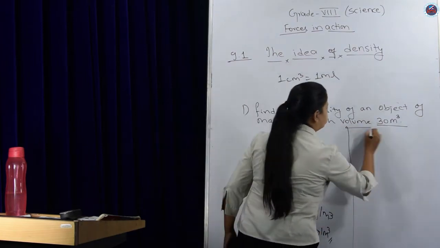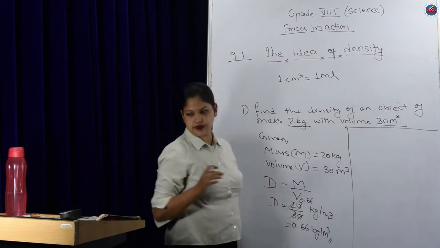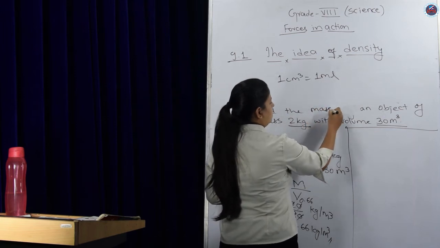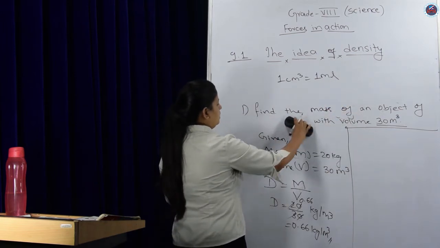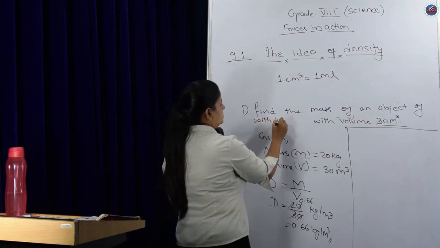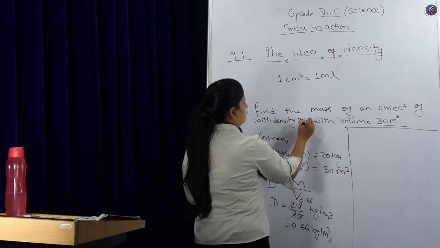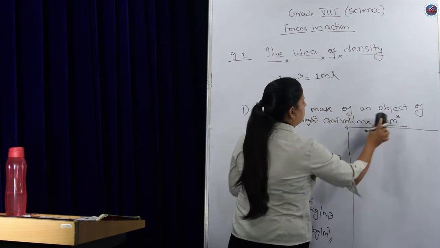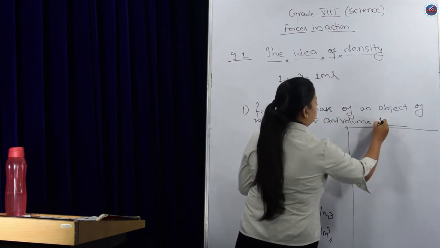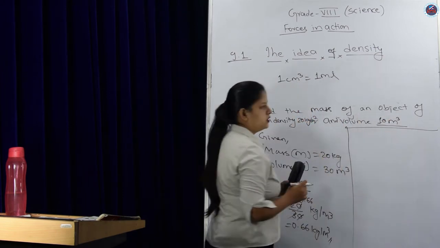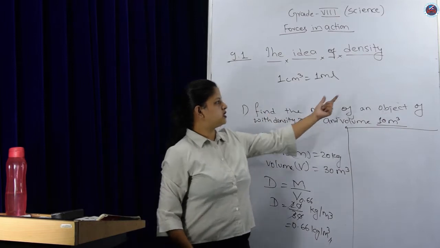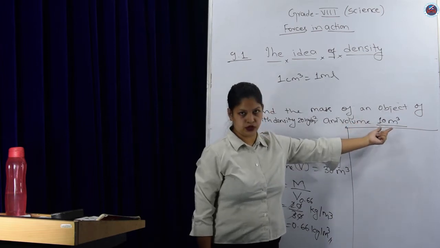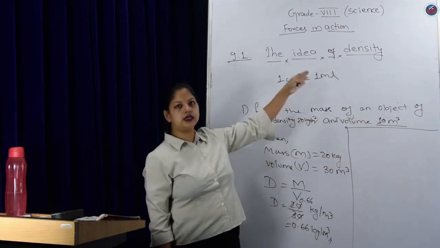For example, what I mean to say, suppose your question is like this: find the mass of an object with density 20 kg per meter cube and volume 10 meter cube. Now here density and volume are given. They are asking you to find mass.